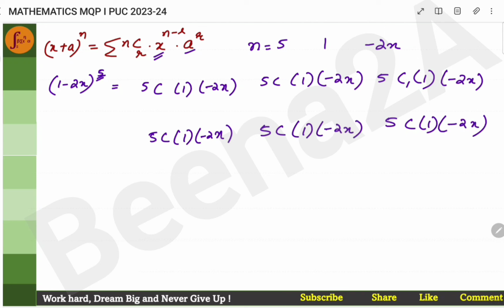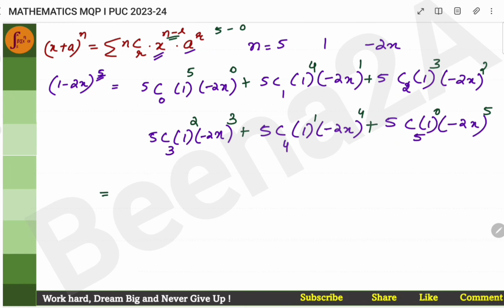Now I'll have to think about powers. So you start with 5Cr, with r going 0, 1, 2, 3, 4, 5. Now you have to put the powers for the first term. Here it's n minus r. So 5 minus 0. We'll start from the highest power: 5, 4, 3, 2, 1, 0. Now for r, you'll go 0, 1, 2, 3, 4, 5. Now you put all plus signs in between. That's all. So you've expanded it.